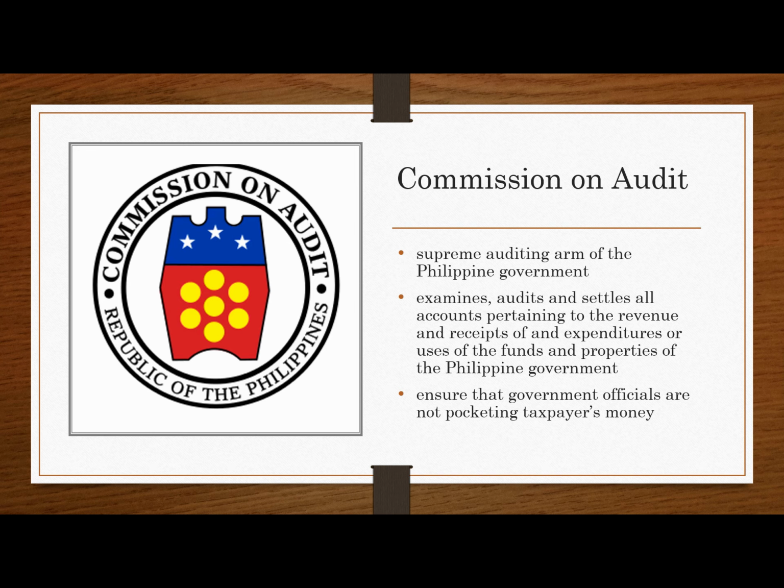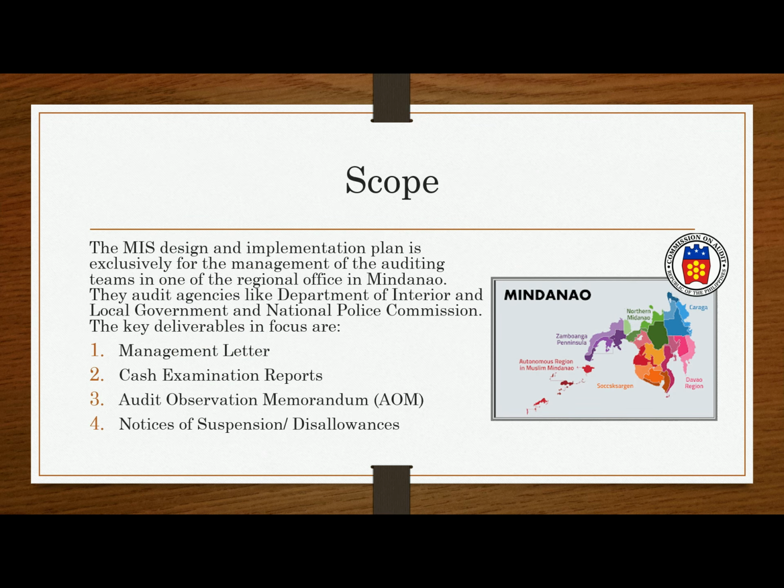The Commission on Audit is the supreme auditing arm of the Philippine government. Its duty is to examine, audit, and settle all accounts pertaining to the revenue and receipts of, and expenditures or uses of, the funds and properties of the Philippine government. The Commission and its regional branches ensure that government officials are not pocketing taxpayers' money.